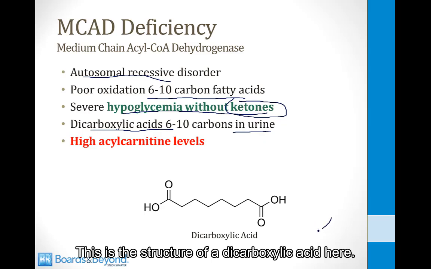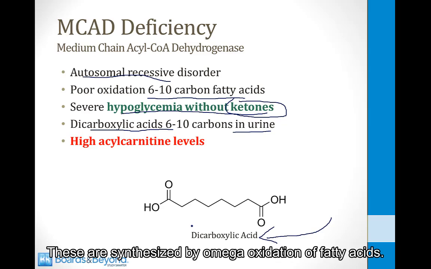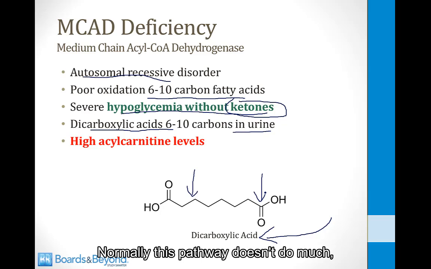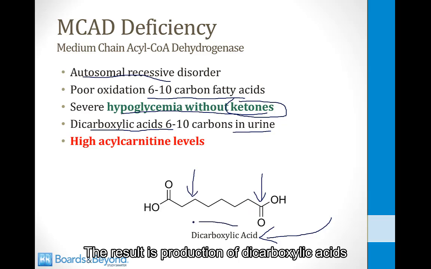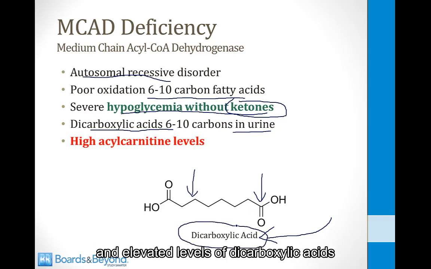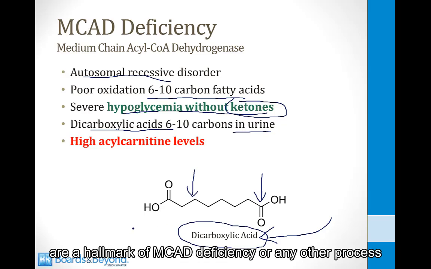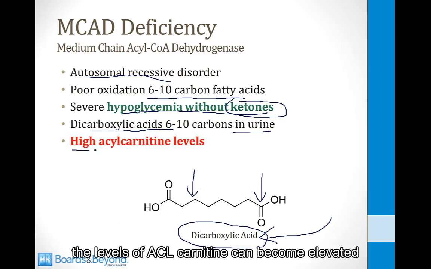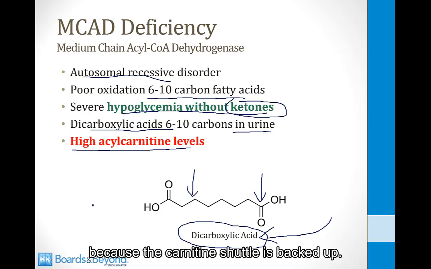the urine. This is the structure of a dicarboxylic acid here. These are synthesized by omega oxidation of fatty acids. Normally the beta carbon is oxidized. However, there is a minor pathway called omega fatty acid oxidation that oxidizes the omega carbon, which is the last carbon in the chain. Normally this pathway doesn't do much, but when beta oxidation is not functional, fatty acids will undergo omega oxidation. The result is production of dicarboxylic acids, and elevated levels of dicarboxylic acids are a hallmark of MCAD deficiency or any other process that disrupts beta oxidation. And then, as I said before, the levels of acyl-carnitine can become elevated because the carnitine shuttle is backed up.